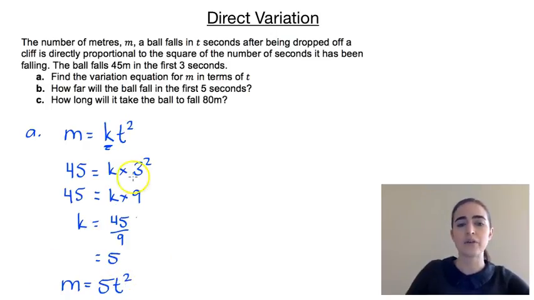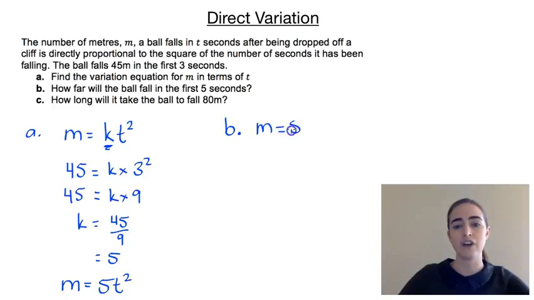So now that we have that equation, we can use it to solve problems. Part B says how far will the ball fall in the first 5 seconds? So now that we've got this equation, we're going to substitute that 5 in for our t. So we're going to have m equals 5 times 5 squared, which will give us 125 meters. So in the first 5 seconds, it falls 125 meters.